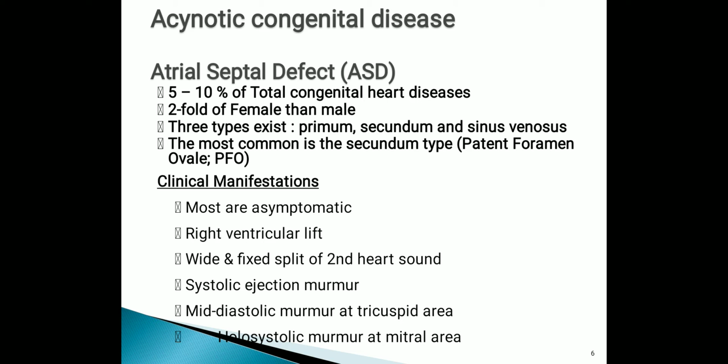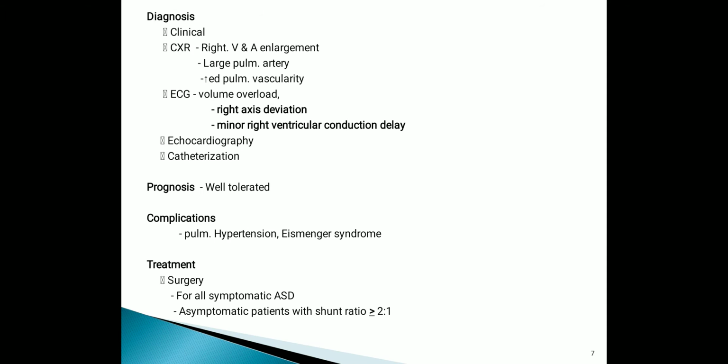Right ventricular lift, wide and fixed split of second heart sound, systolic ejection murmur, mid diastolic murmur at tricuspid area, holosystolic murmur at mitral area. Diagnosis: clinically; in chest X-ray, right ventricle and atrium enlargement, large pulmonary artery, increased pulmonary vascularity; ECG, volume overload, right axis deviation, minor right ventricular conduction delay; echocardiography and catheterization.